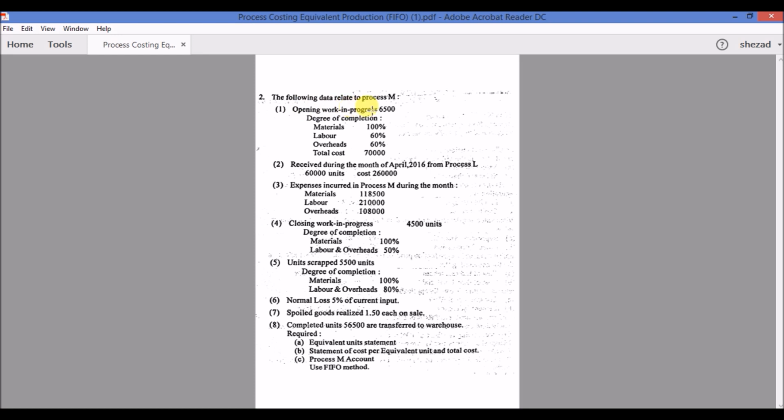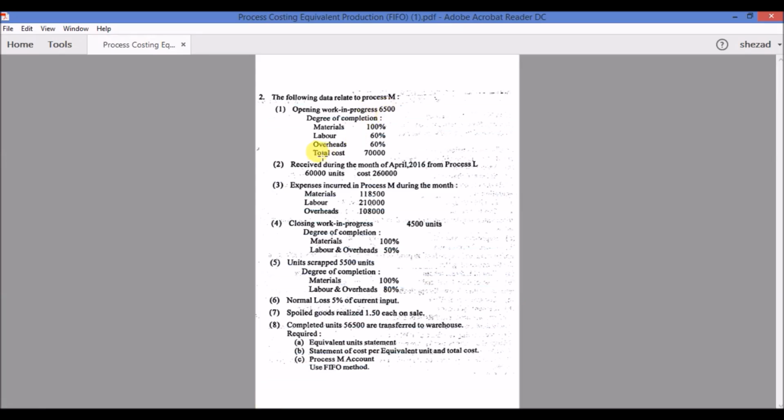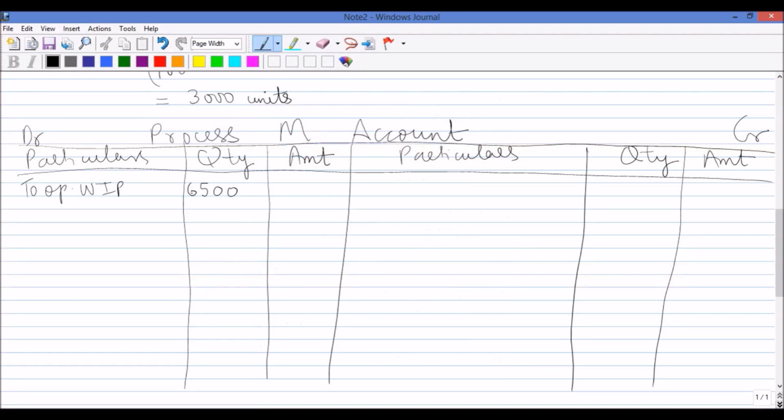We have an opening work in progress of 500 units. And friends, how much is the amount? The total cost is 70,000 rupees.